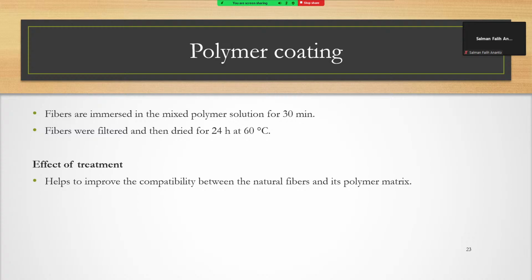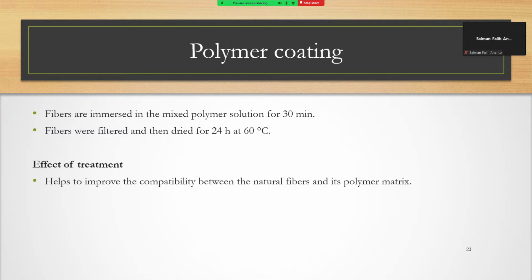For bleaching, the natural fibers are treated with calcium hypochlorite, CaClO2, for 45 minutes. The bleached fibers are then washed with deionized water and dried for 24 hours at 80 degrees Celsius in an oven. Some more chemical treatments, such as graft copolymerization and isocyanate treatments, were also used to reduce the hydrophilic nature of natural fibers.